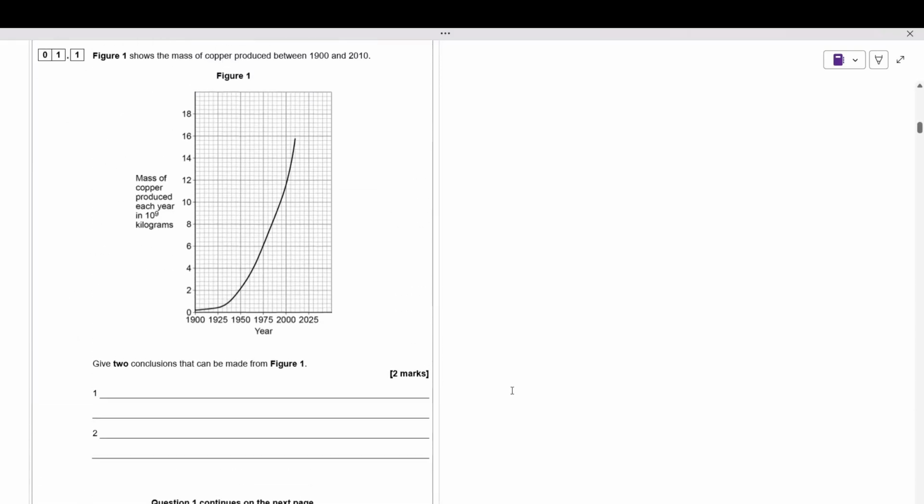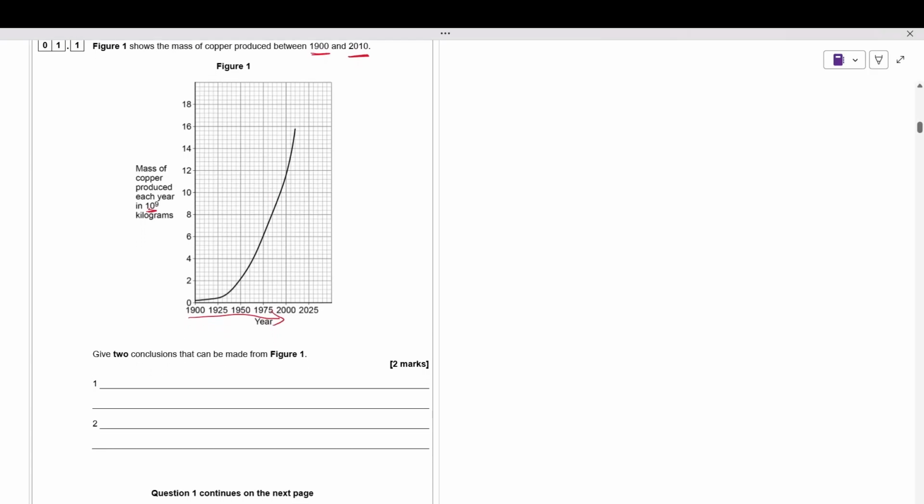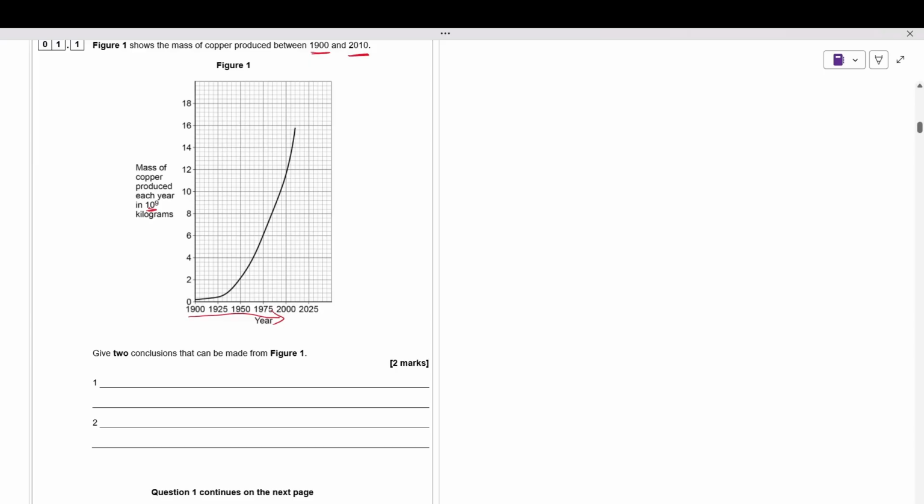Now for number 1 of this paper, it's about copper being a useful metal, and we're given this graph that gives us the production of copper between 1900s and 2010. If we're looking at this graph, we can see that this is the mass of copper produced each year in times 10 to the 9 kilograms, and we can see the year as it is passing by. Just a quick look at this graph, you can see that one conclusion we can make from that figure is the fact that the mass of copper produced has increased from 1900s to the 2010s. So that's something that we can note as one conclusion.